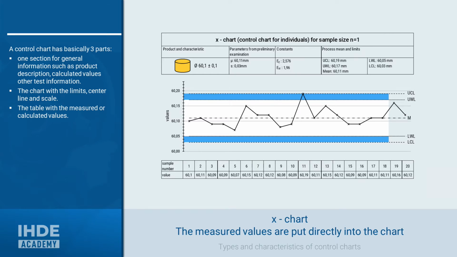In the middle area is the graphical representation of the values with the scaling, the process limits, and the center line. Usually, there is also a lower area with the raw data of the measurements, or the values calculated from them, such as the mean, range, or standard deviation. Next, let's take a closer look at the warning limits and control limits.